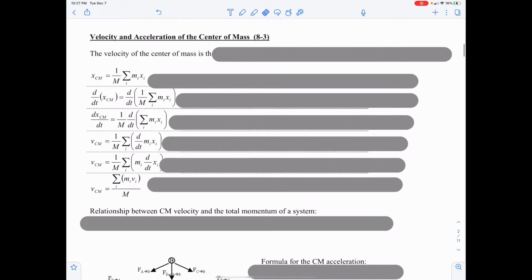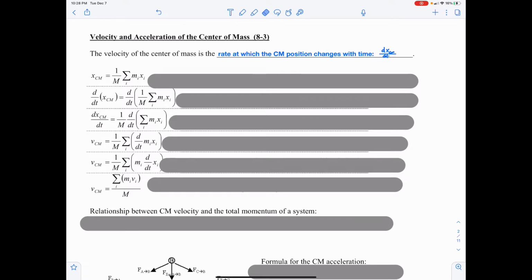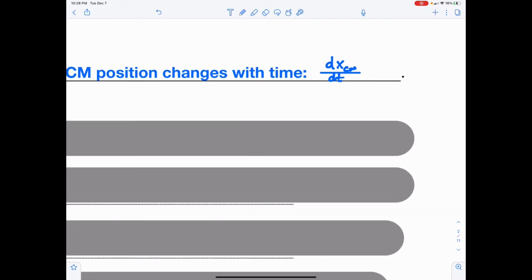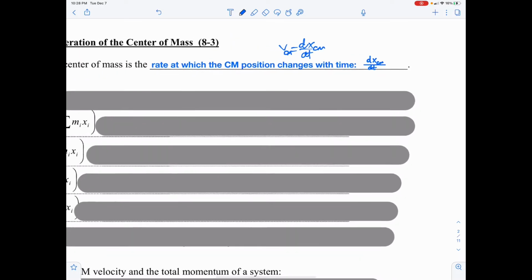Section 8.3, velocity and the acceleration of center of mass. The velocity of the center of mass is the rate at which the center of mass changes. So in other words, we can take the derivative of the position. And that should make sense. The derivative of a position function with respect to time is velocity. Therefore, the velocity of the center of mass is going to be the derivative of the position of the center of mass.